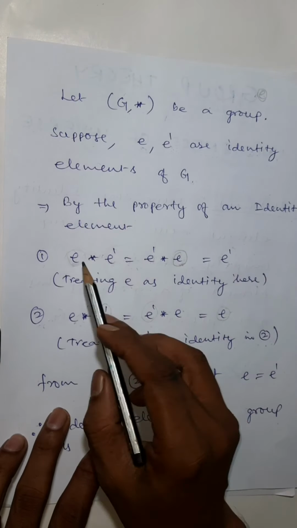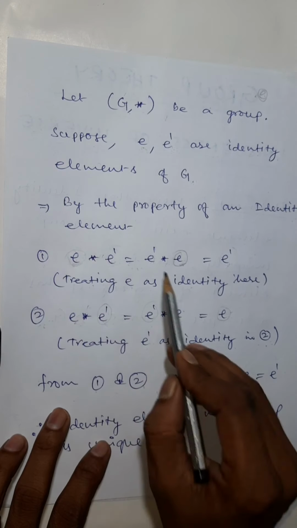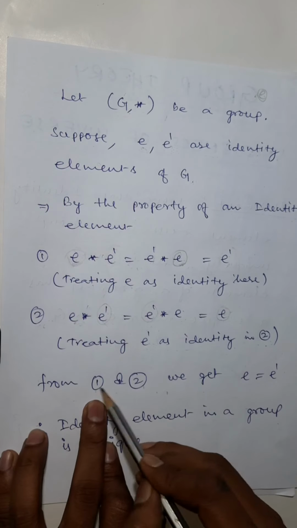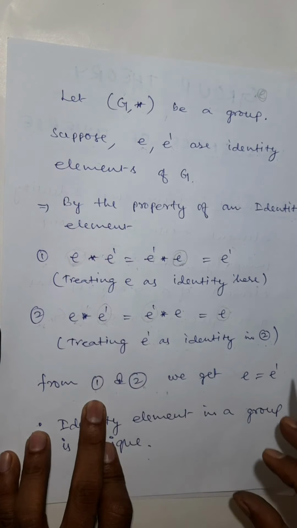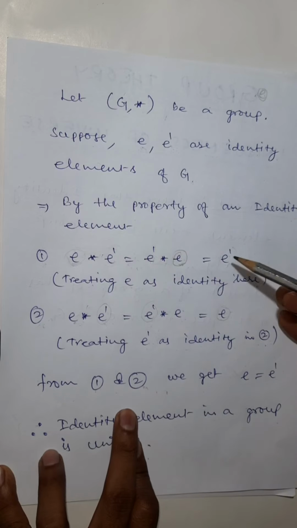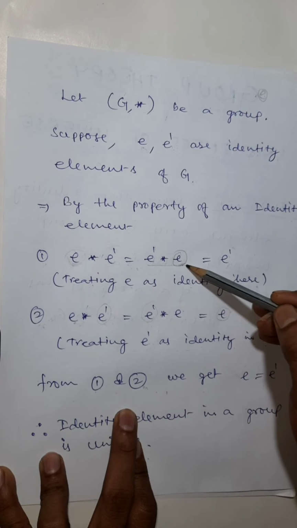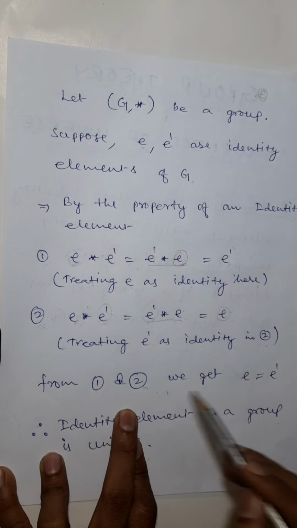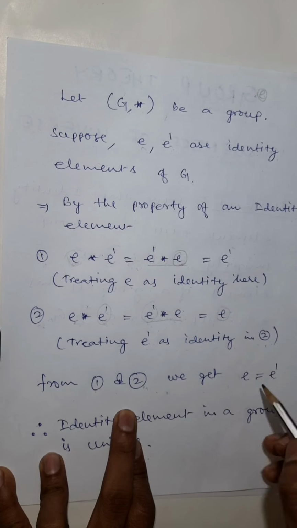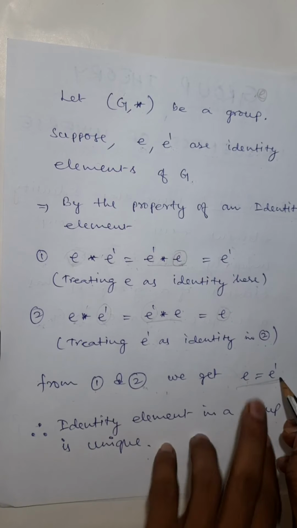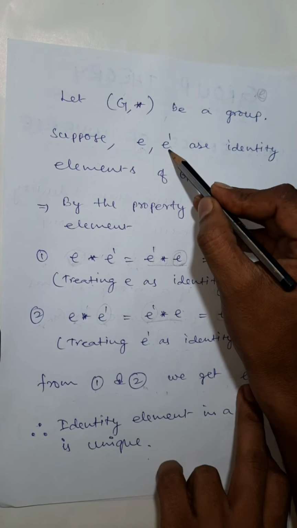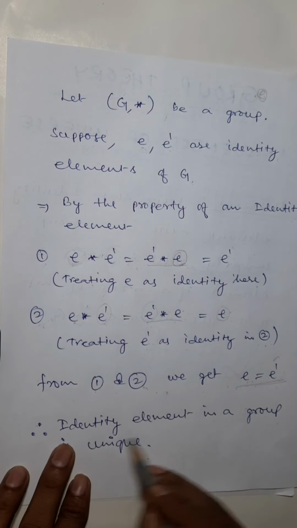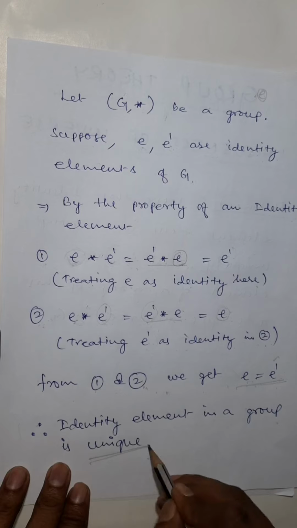Look, the right-hand side is equal, so the left-hand side will be equal also. From statements 1 and 2, because the right-hand side is the same, the left-hand side will be the same. What we have is e equals e'. These two were considered as distinct identities earlier, but they are the same, so we can say that the identity element in a group is unique.